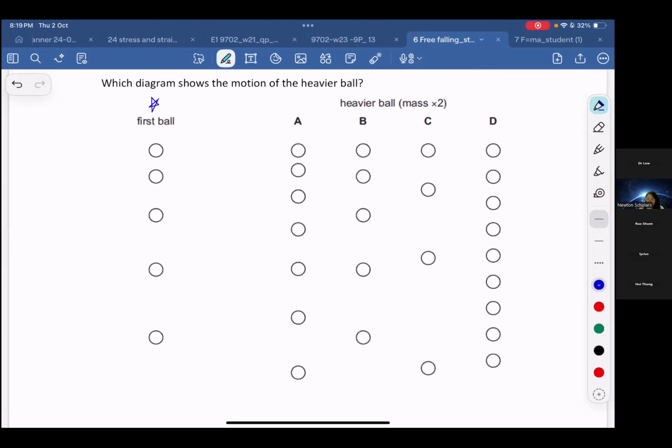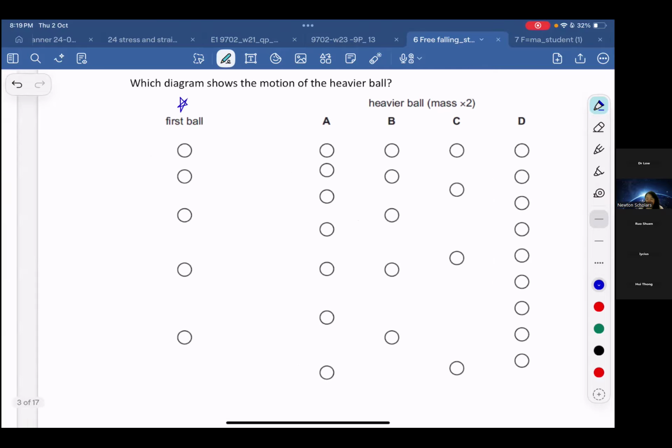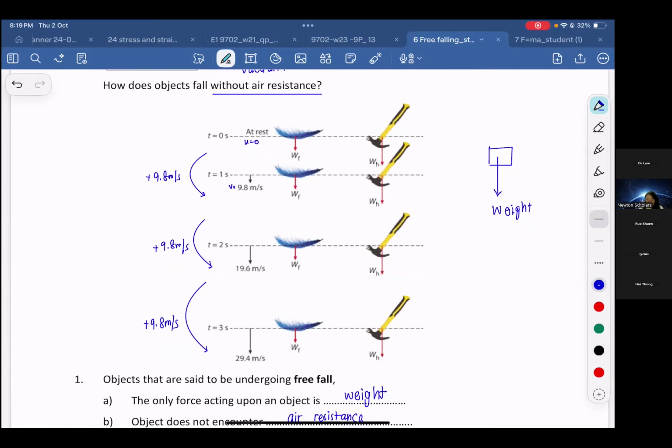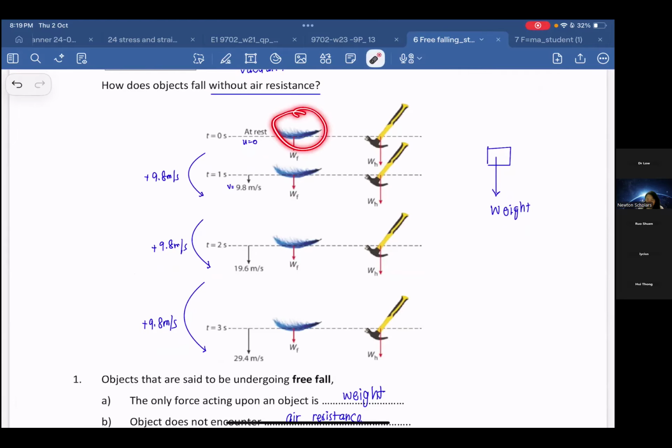Okay, for this part, actually it's the same as our first page just here. Can you see that? 2 objects. So we can say this one is mass, this one is double mass, as in the question just now. The capture is at time equals 0 second, 1 second, 2 second, 3.